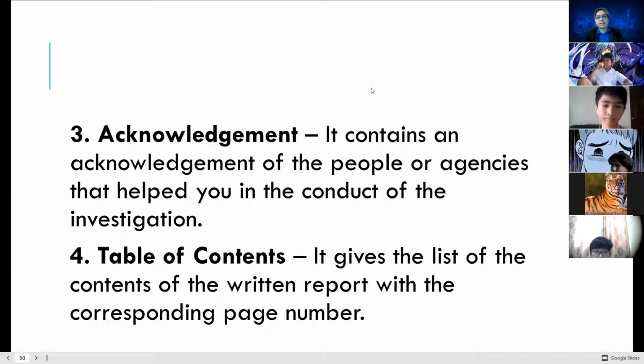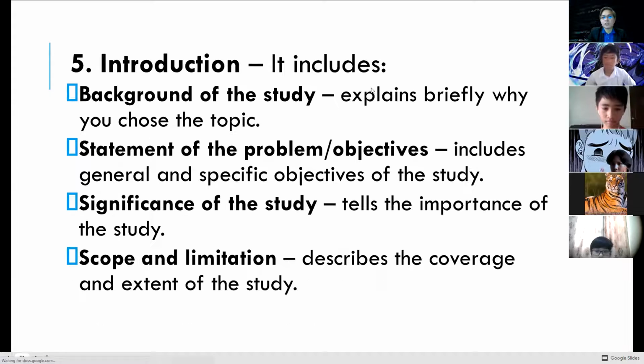Acknowledgement. It contains the acknowledgement of people or agencies that helped you in the conduct of the investigation, like for example your parents or your relatives or the mayor or the barangay, if they're involved, or your advisor. Table of contents. It gives you the list of contents of the written report with the corresponding page numbers of your science investigatory project.